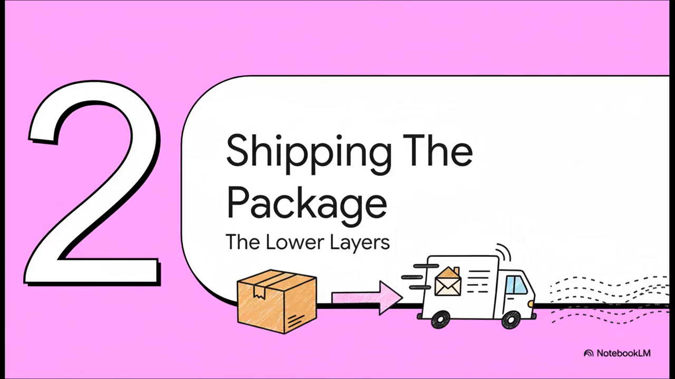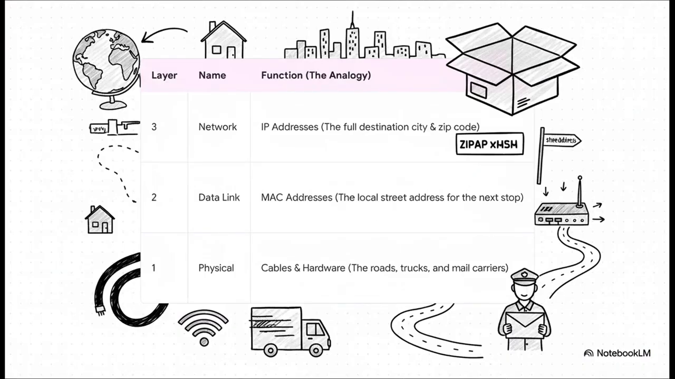All right, our digital package is all packed, it's labeled, and it's ready to go. Now comes the really cool part, the actual physical journey. This is where the lower layers jump in, handling all the addressing, the local delivery routes, and the actual shipping of your data across the world. And this is where our postal service analogy really clicks into place. Layer 3, the network layer, slaps on the IP address. That's the main destination, like the city, state, and zip code on a package.